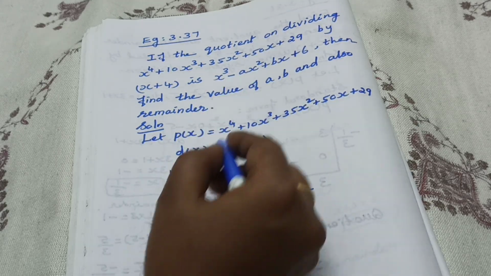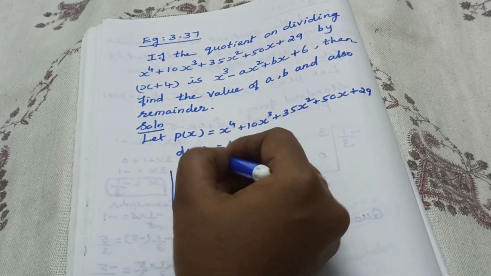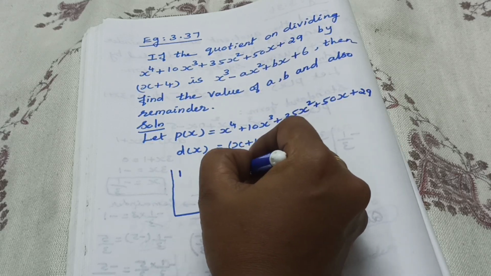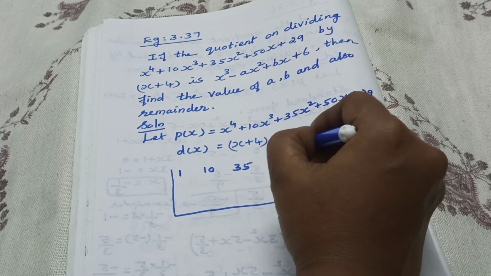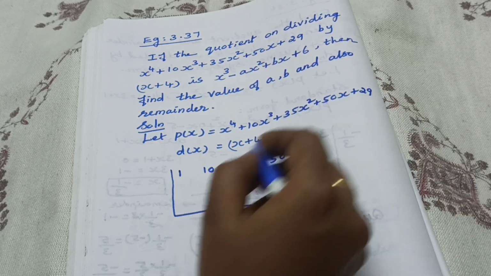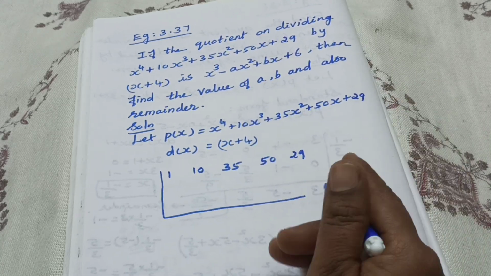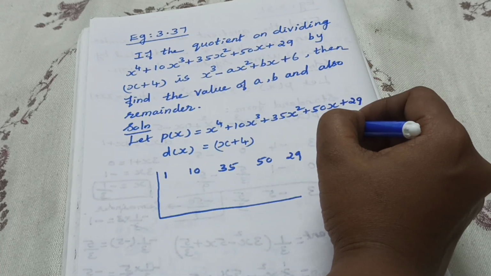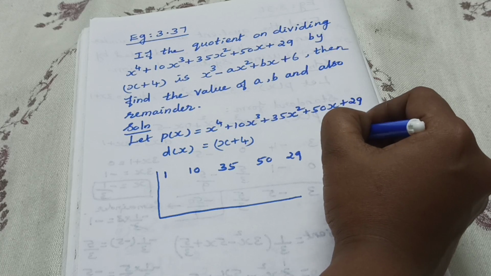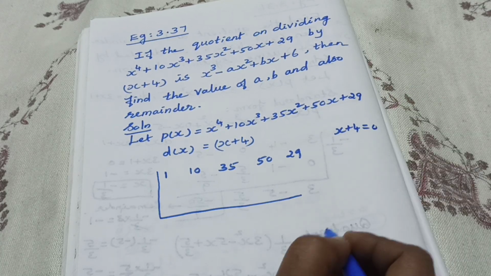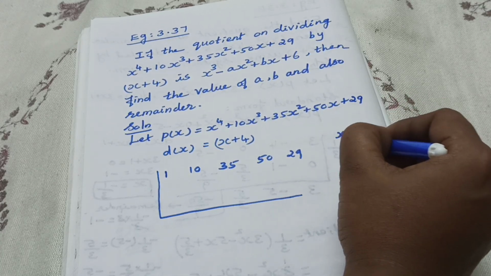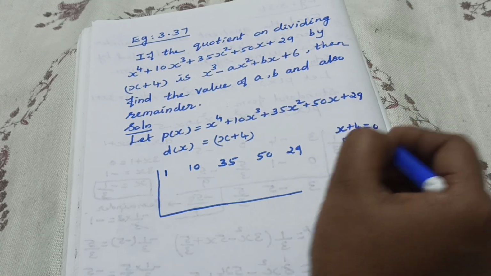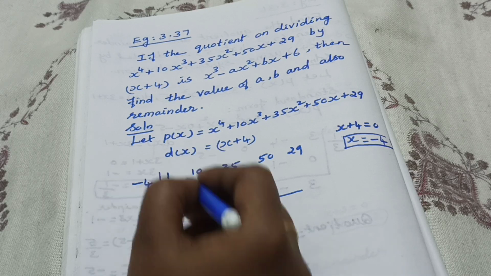Here, what are the coefficients? 1, 10, 35, 50, 29. You should write the coefficients, and then d of x is equal to x plus 4. To find the zero of the divisor, x plus 4 equals 0, and x is equal to minus 4. This minus 4 we have to divide by.